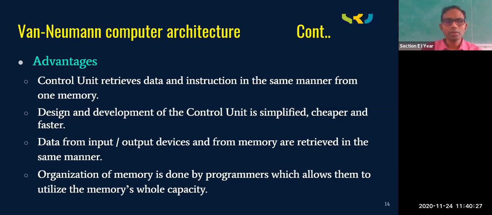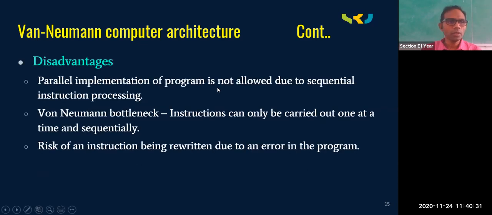Okay. Now coming to disadvantages. Parallel implementation of program is not allowed due to sequential instruction processing. So the major disadvantage is parallel implementation. We cannot open more than one program at a time in one human architecture. We cannot execute more than one program in one human architecture. Previous slide, you can watch the YouTube video because we are running out of time.